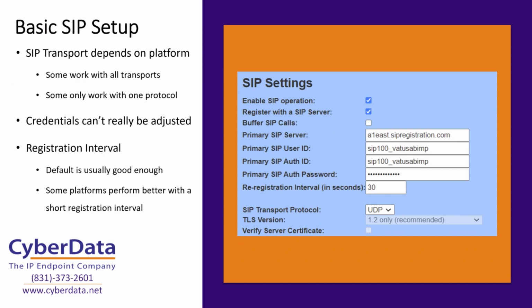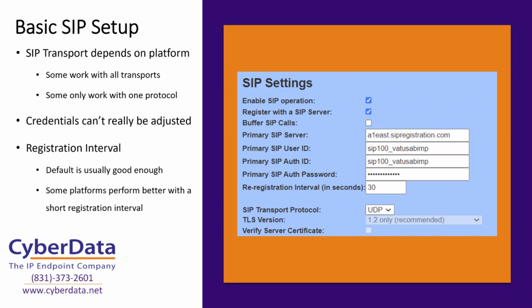But generally, when you're dealing with credentials that are provided from your SIP provider, you really can't change that. They set the name of their server, they set what your user ID and your auth ID are, and your password. So you really just have to take that information at face value. There's nothing you can really adjust there. But things like SIP transports vary depending on the particular platform.